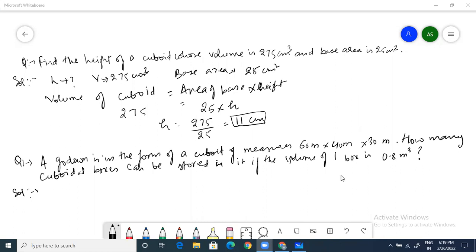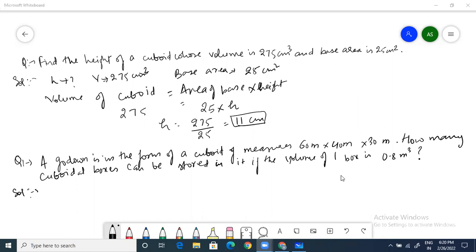30 meter height is actually very, very high, because a general room is around 10 to 12 feet, and 12 feet is around 4 meters. So 30 meter height is too much. The question is, how many cuboidal boxes can be stored in it? The volume of one box is 0.8 meter cube.